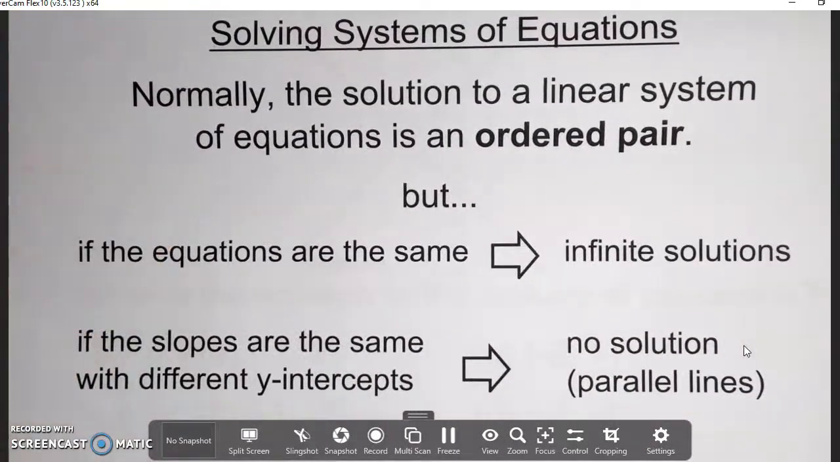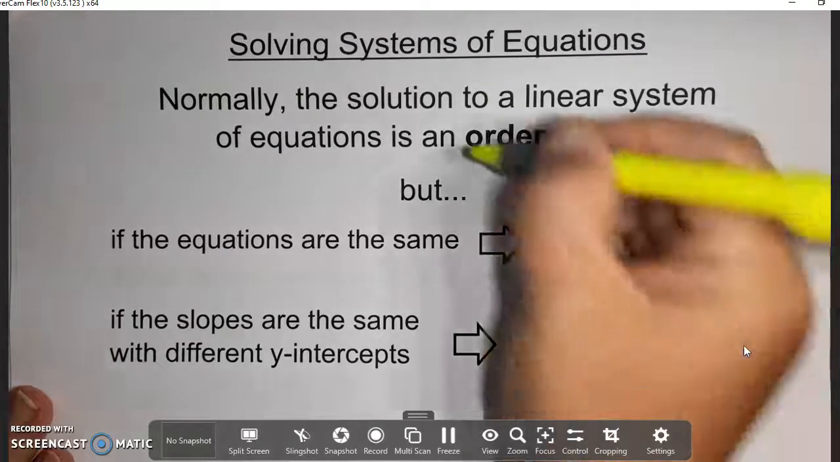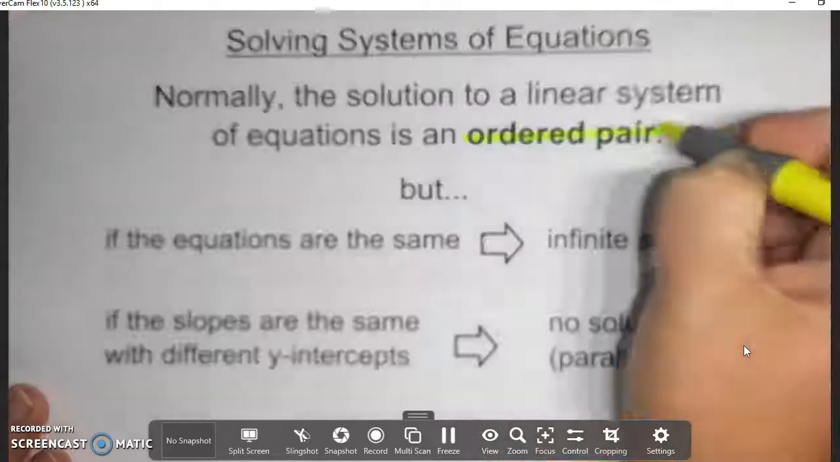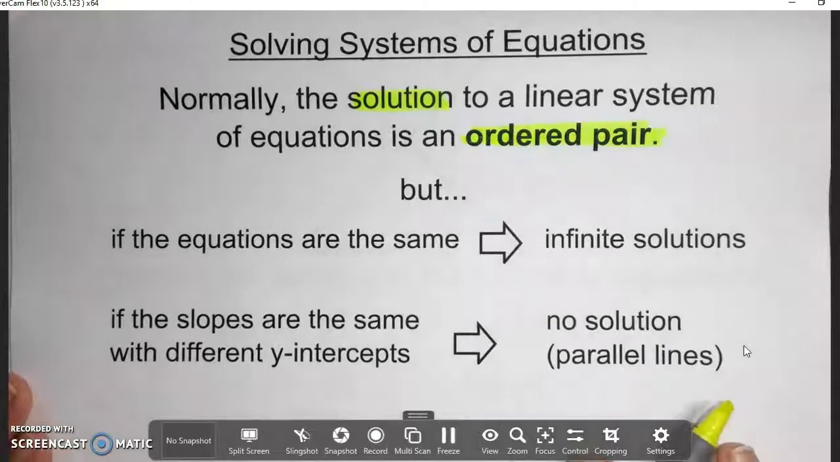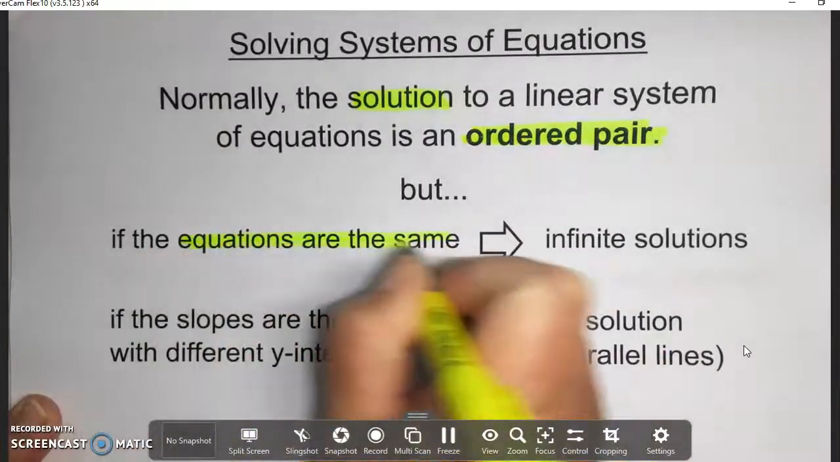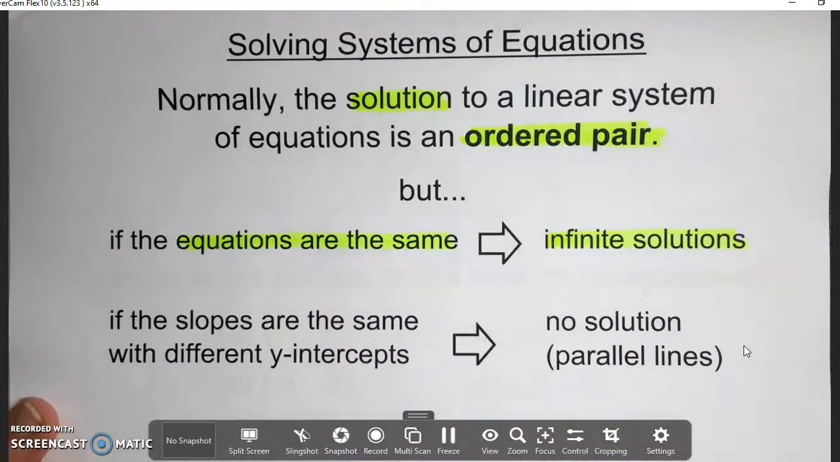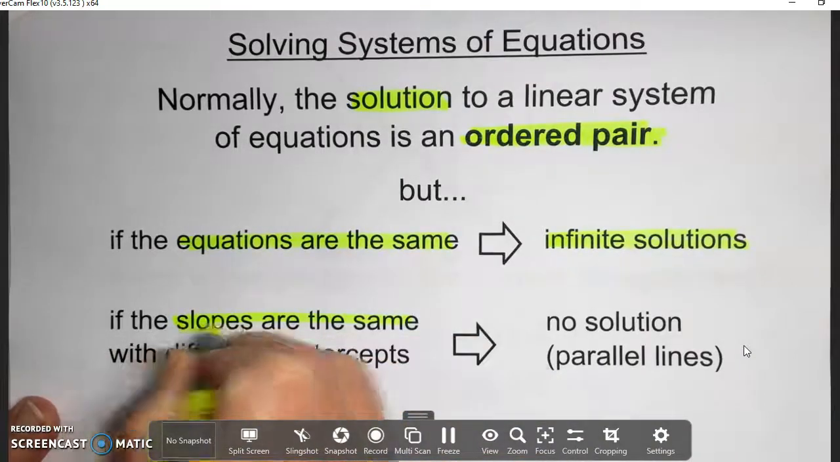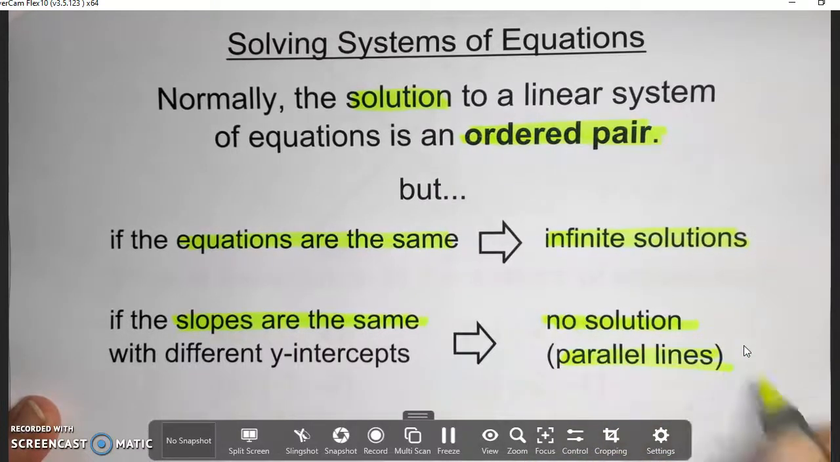In solving systems of equations, normally the solution to a linear system is an ordered pair. But here's some more scenarios. If the equations are the same, then you have infinite solutions. If the slopes are the same, you have no solution because you have parallel lines.